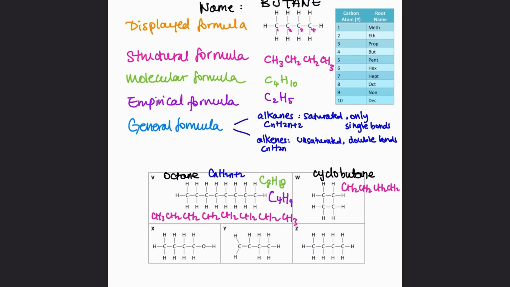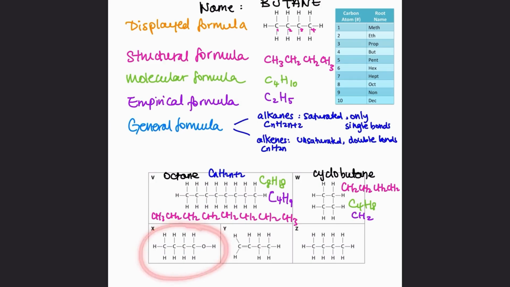Next is the molecular formula, pool everything together, C4H8. The empirical formula is the simplest ratio. I divide everything by 4, that gives me CH2. And then finally, general formula. General formula for cycloalkanes, you do not need to know at GCSE level. Okay, moving on to X.